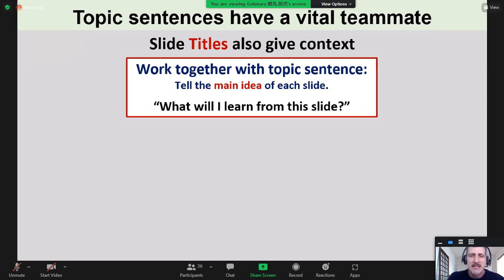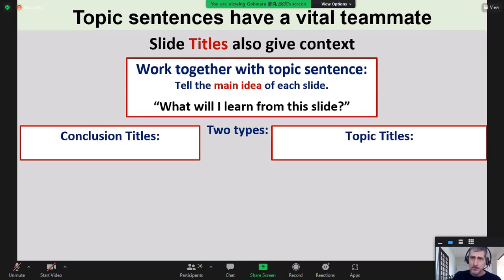So if your slide title is methodology or results or electron microscopy or the name of an organism, that's not telling the audience what they're going to learn from the slide. You should include a little more information then. Again, slide titles, there are two types. A conclusion title gives the final conclusion, or it reveals the key result. And in that case, after giving the key result first, we will usually include a second pop-up text with the conclusion written before the end of the slide.